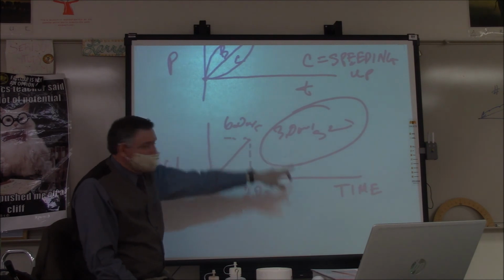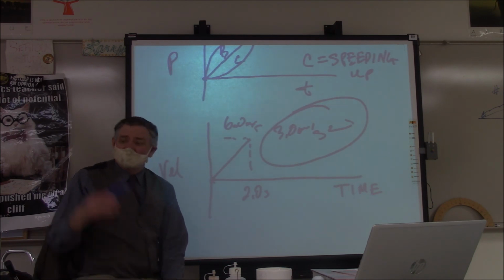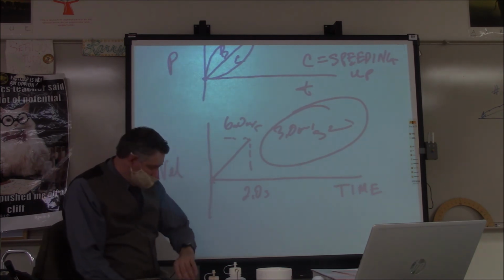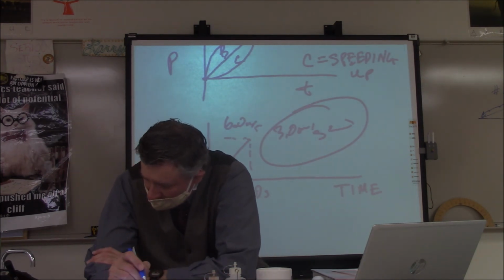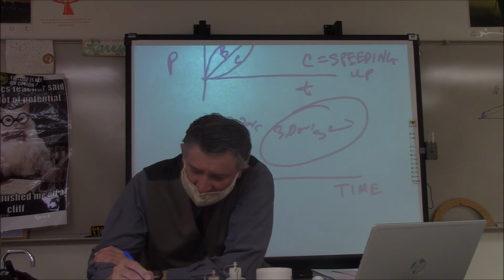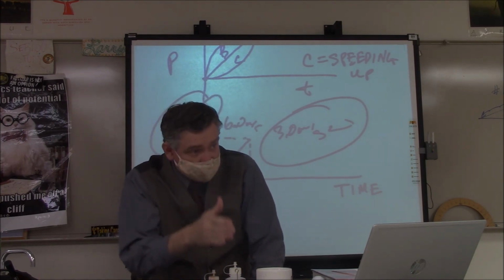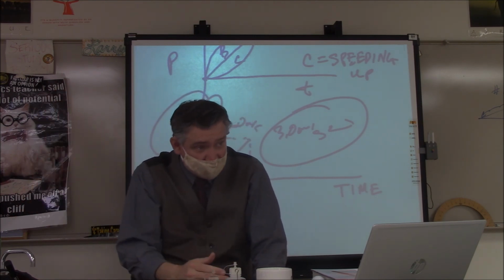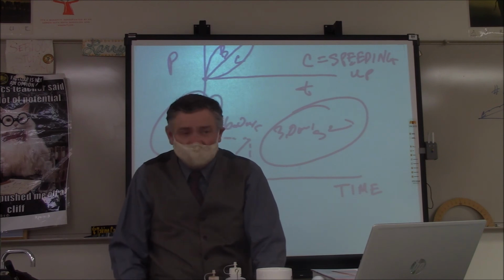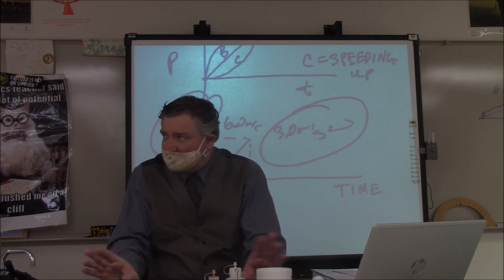Now, Brooke, what's measured in meters per second squared? So what does the slope of a velocity time graph give you? Acceleration. So the slope of a velocity time graph gives you acceleration. The slope of a position time graph gives you velocity, but the slope of a velocity time graph gives you acceleration. Okay?